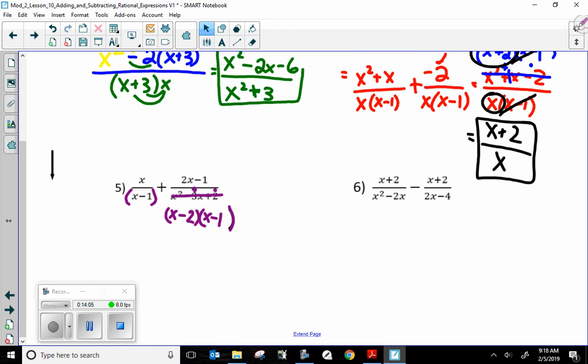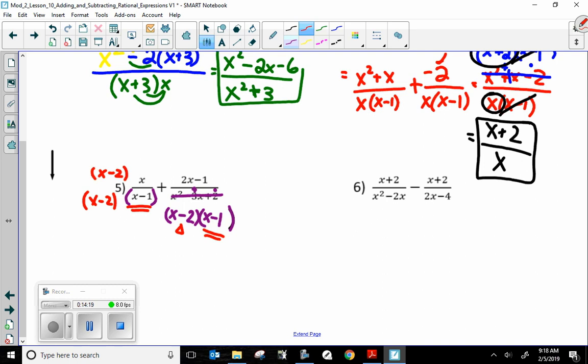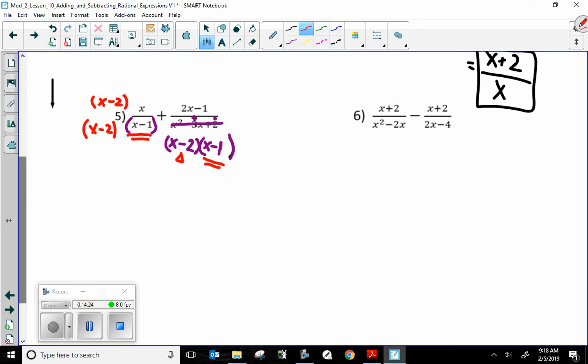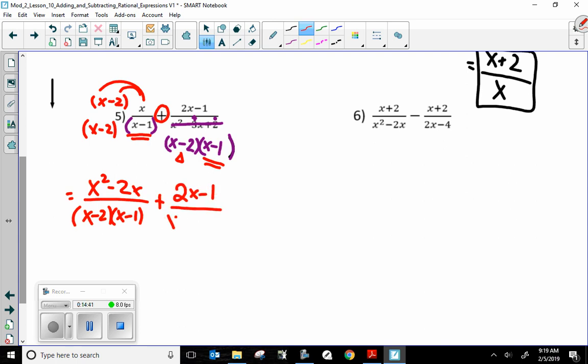Now, they both have an x minus 1 here. Look how much easier this becomes. The only thing that's missing in the left denominator is my x minus 2. So I'm just going to put x minus 2. I'm going to multiply the bottom and the top by x minus 2, and let's see what happens from there. Distribute this. X squared minus 2x over x minus 2, x minus 1, plus 2x minus 1 over x minus 2, x minus 1.